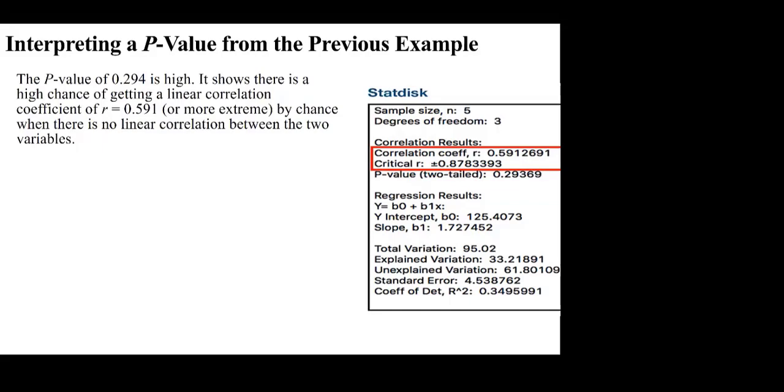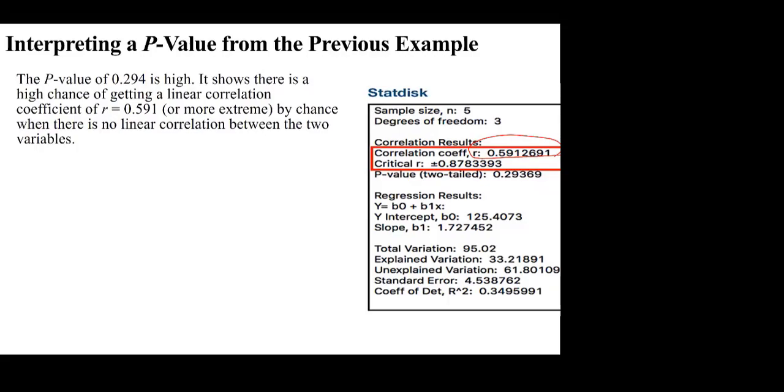The p-value of 0.294 is high. It shows that there is a high chance of getting a linear correlation. In this case, the linear correlation is this number from the technology, 0.591.